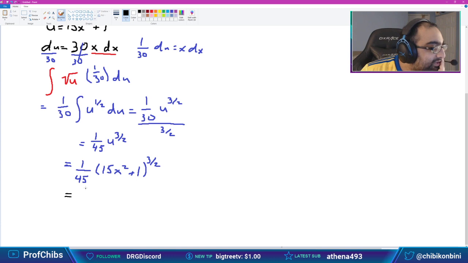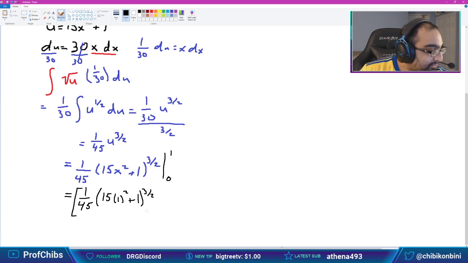Perfect. All right. So here what you can do is you can evaluate this from 0 to 1. Okay. So we haven't worked with the numbers here just yet, but this is kind of like the difference here. We can evaluate this from 0 to 1. We're going to get 1/45. And you plug in 1 here to start with. Take that to the 3/2. It'll be the first one there. And then you subtract it by plugging in 0. So you get 1/45 times 15 times 0 squared plus 1, to the 3/2.